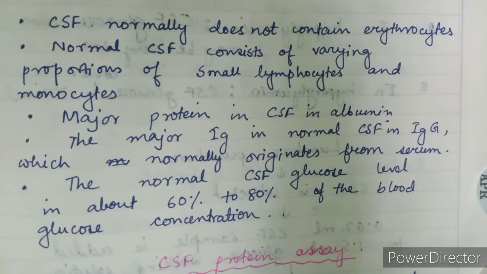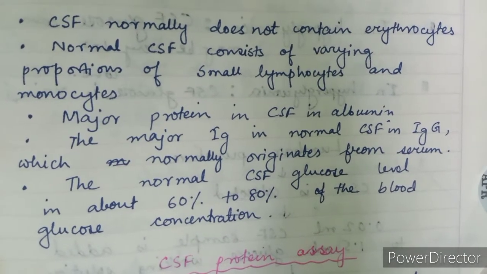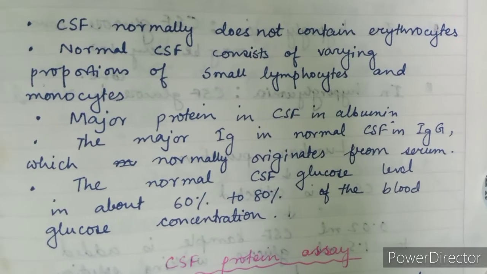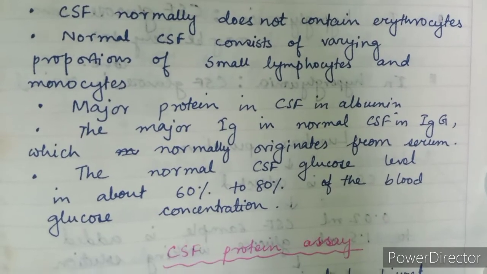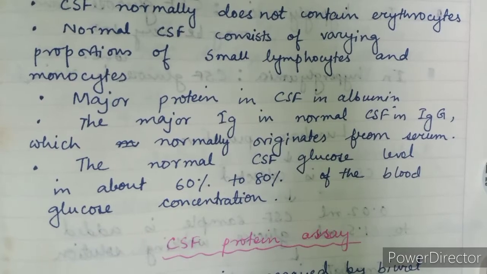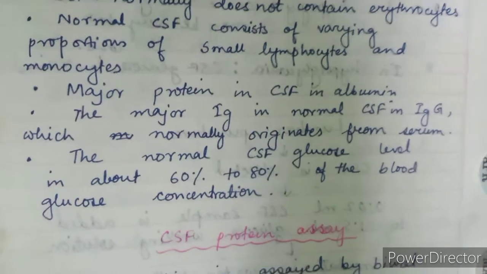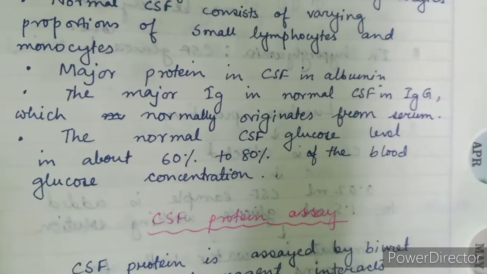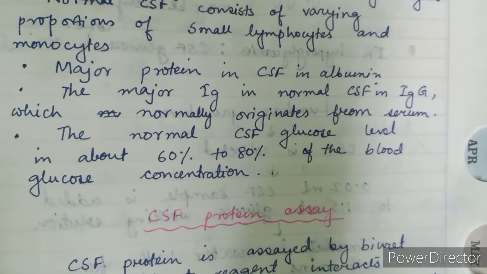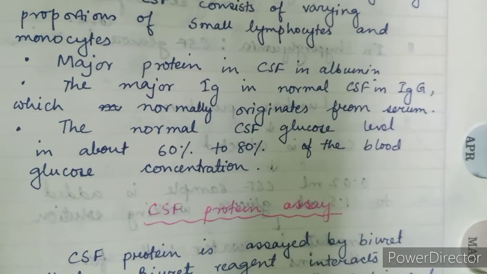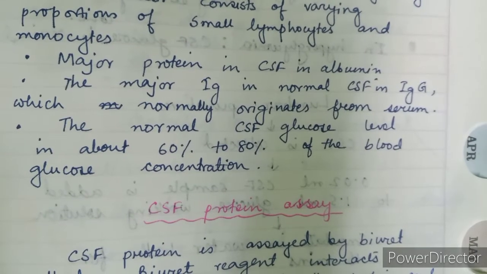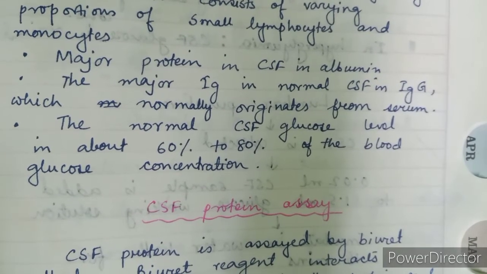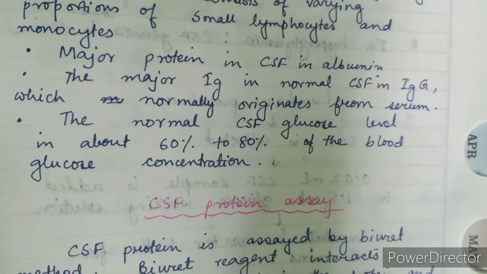CSF normally does not contain erythrocytes. Normal CSF consists of varying proportions of small lymphocytes and monocytes. The major protein in CSF is albumin. The major immunoglobulin in normal CSF is immunoglobulin G, which normally originates from serum. The normal CSF glucose level is about 60% to 80% of the blood glucose concentration.